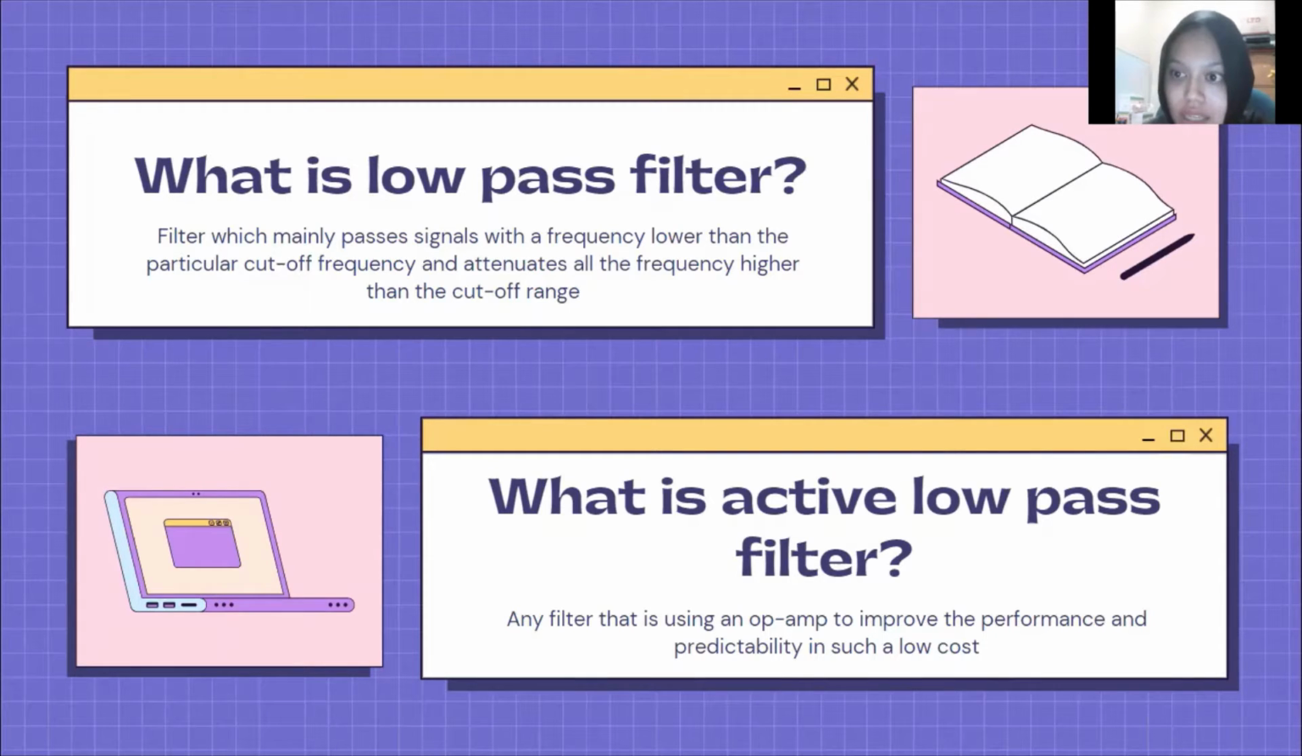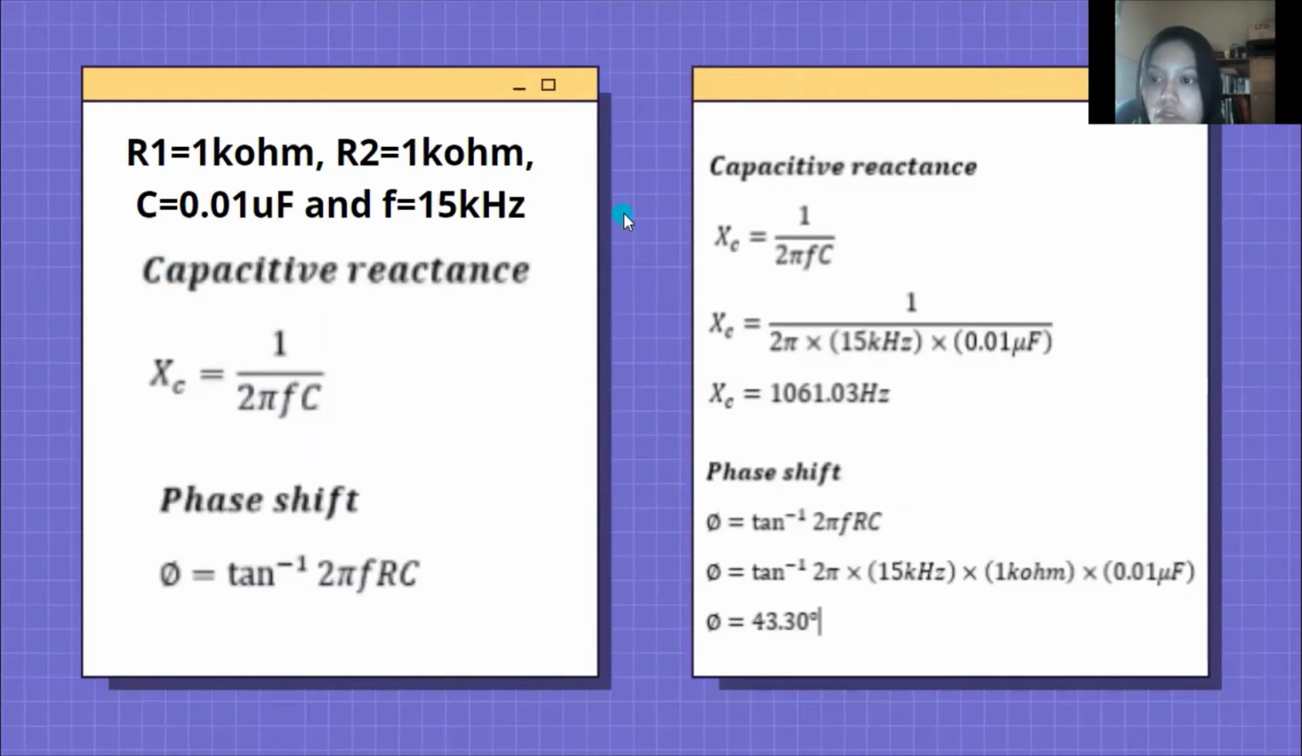Active low-pass filter is the filter that I've mentioned just now, but it is built, or the configuration is using op-amp as the components to build it, and the function is to improve the performance and predictability at such a low cost. As for theoretical calculation, we have things to be calculated, which are capacitive reactance, phase shift, cut-off frequency, and also transfer function.